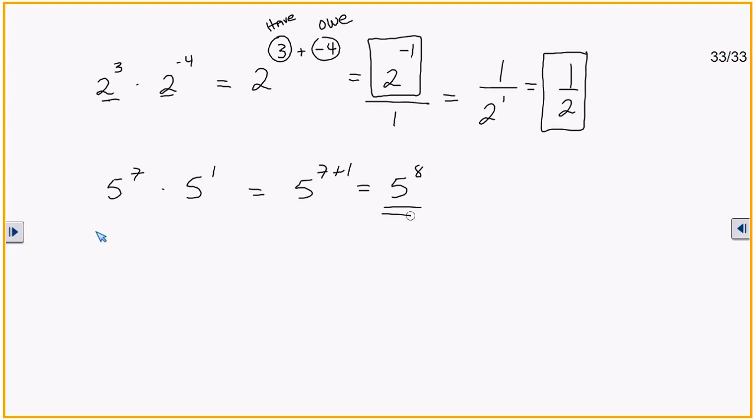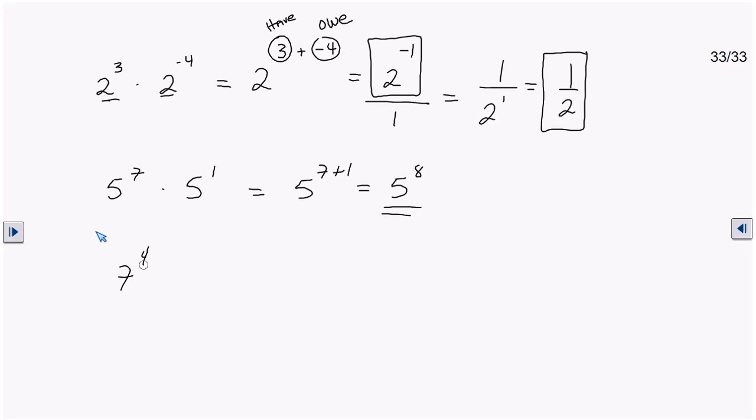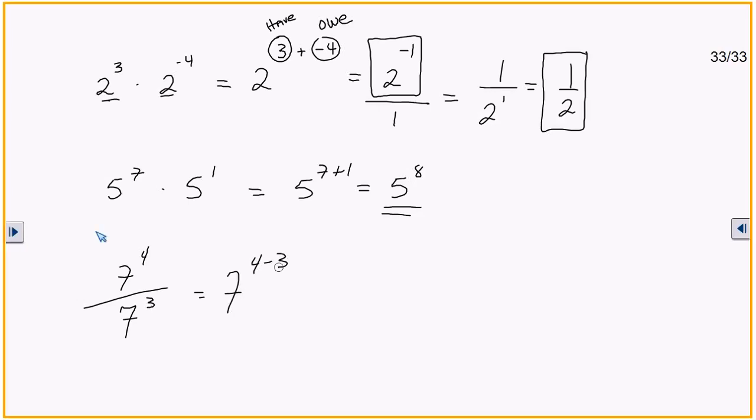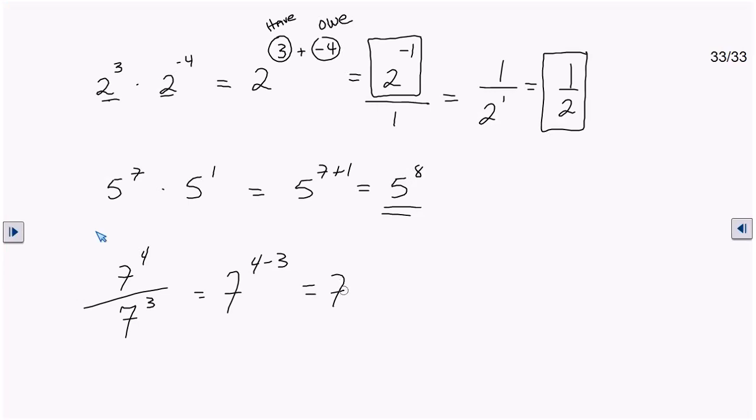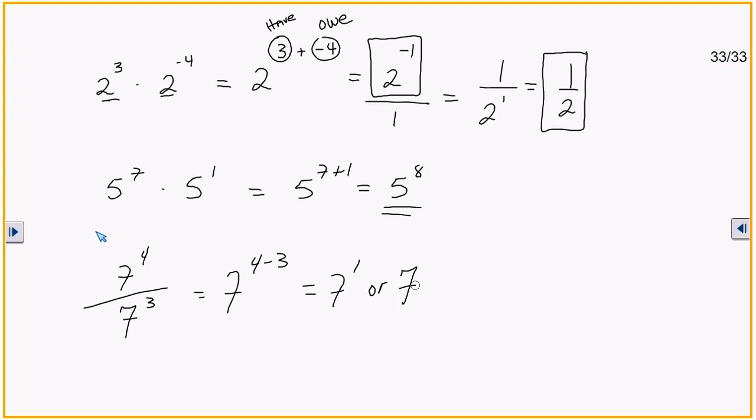So let's go with 7 to the 4th power divided by 7 to the 3rd power. Well, that's going to be 7 to the 4 minus 3, which is equal to 7 to the 1st, or just plain 7. So in this case, we used the quotient rule, and we divided with the same base, so that means we subtract the exponent.